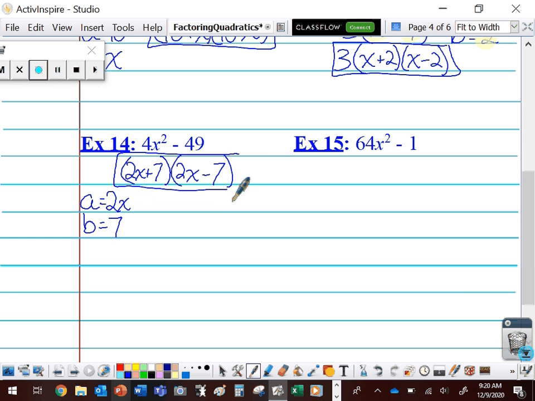And there we go. So your a doesn't have to be simply x, or it doesn't have to be simply a constant either. It can be 2x, it can be 4x, it can be 12x. It can be anything as long as it's a perfect square.